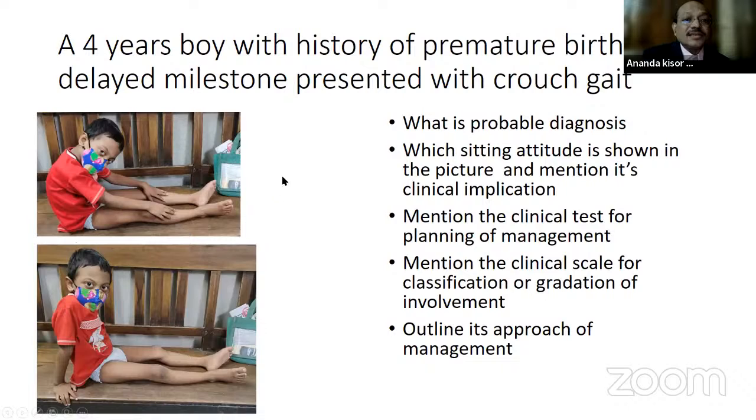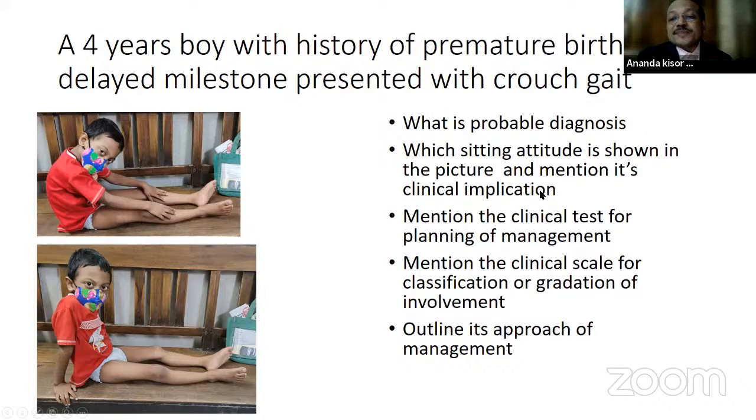Now, this is another case. It is a 4-year-old boy with a history of premature birth and delayed milestones presented with crouch gait. So what is the probable diagnosis? As you can see here, the probable diagnosis is basically crouch gait in a 4-year-old boy. So with this knowledge, it is a spastic diplegia. As you can see, both lower limbs are affected.